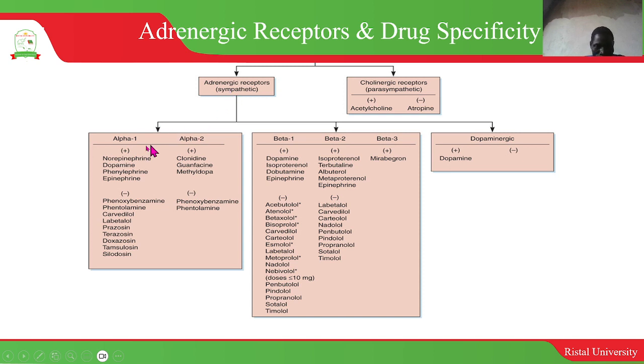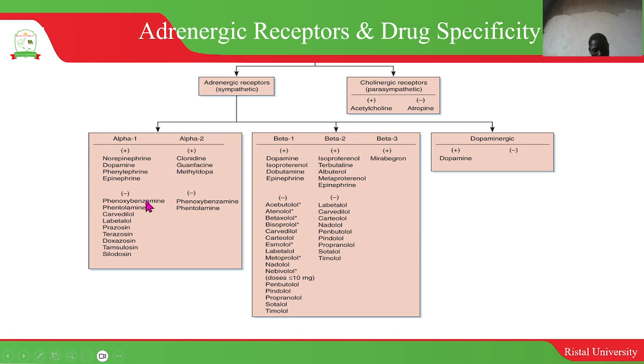Under the adrenergic receptor, we have the alpha 1 and then the alpha 2. In the alpha 1 group, we have norepinephrine, dopamine, phenylephrine, and epinephrine. For the alpha 2 receptors, we have clonidine, guanfacine, and methyldopa. Methyldopa is here, you can see that. And all these have a positive effect. They are stimulants of the adrenergic sympathetic pathway.